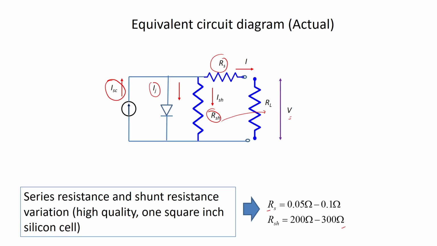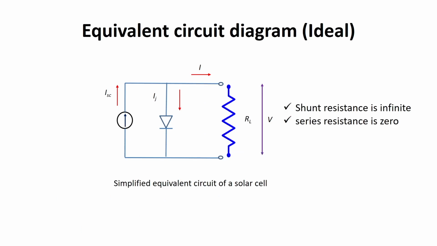So, we can simplify this equivalent circuit diagram to something like this. It is considering the shunt resistance is infinite and series resistance is 0, right. So, this is the equivalent circuit diagram now. There is no shunt resistance component and series resistance component here, considering these facts.